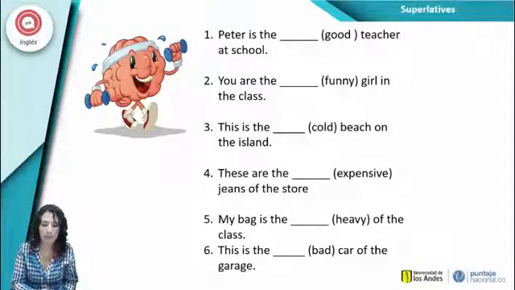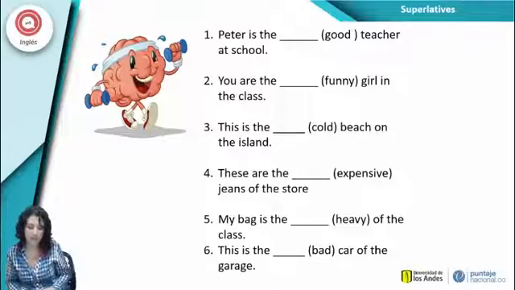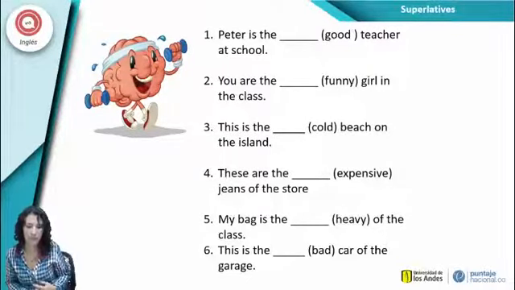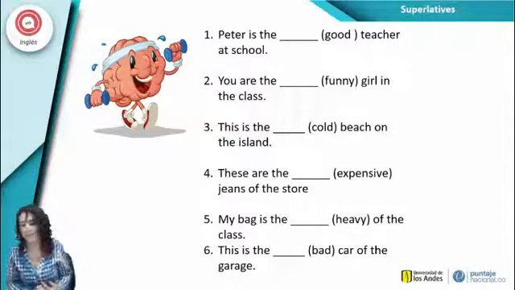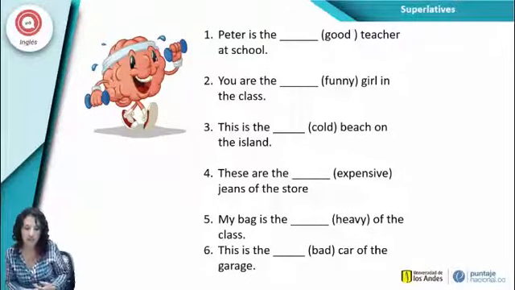And number 6, the worst. The worst. Very good. Baddest? No. Remember that we don't say bad. Bad is irregular, so we don't say baddest, we say worst. You are the best. Very good.